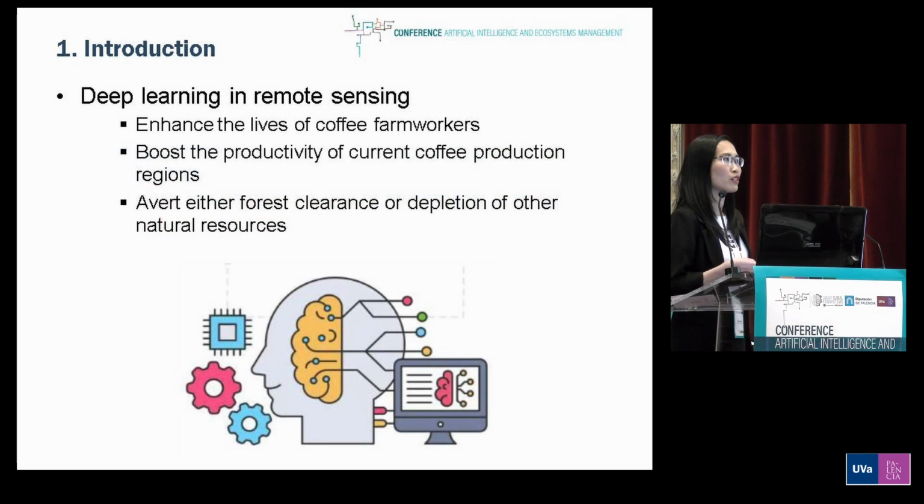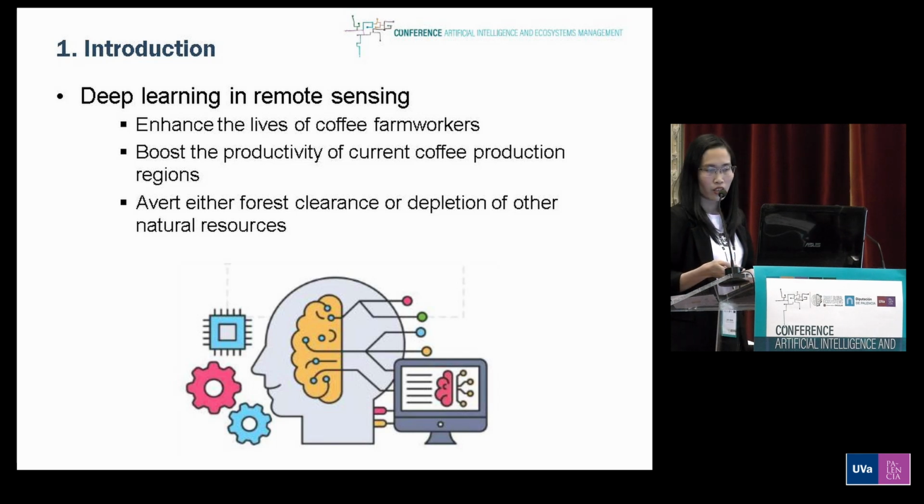With the strong development of deep learning and machine learning in recent years in many other domains, we decided to use deep learning in remote sensing to solve our problem for 3 main reasons. The first one, to enhance the life of coffee farm workers and their family, and to boost the productivity of the coffee production region, and the last one is to avert either the forest clearing or depletion of other natural resources.